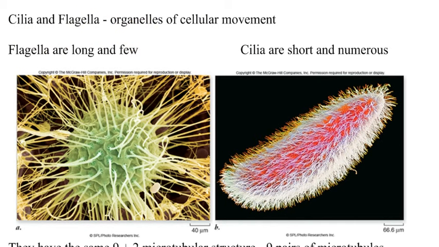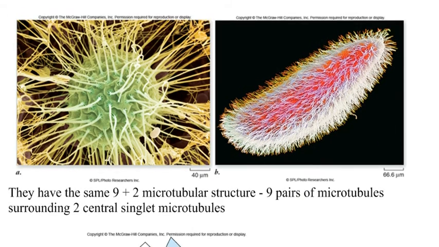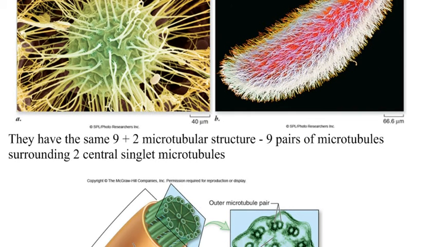A couple of organelles that are made of these microtubules are the cilia and flagella, and these are organelles of cellular movement. In general, the flagella are long and few, and the cilia are short and numerous. Now, even though this looks like a lot, it's not. Look at this hairy guy over here, this little paramecium. The cilia or flagella are essentially the same except for their length and number.